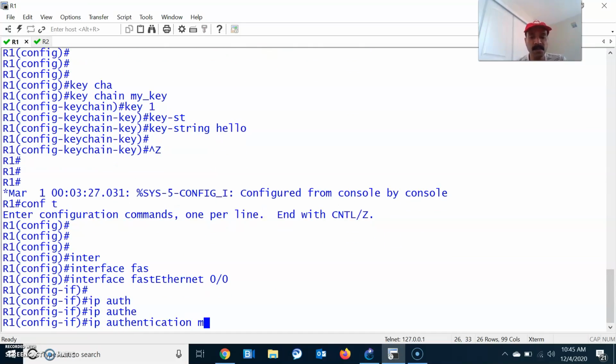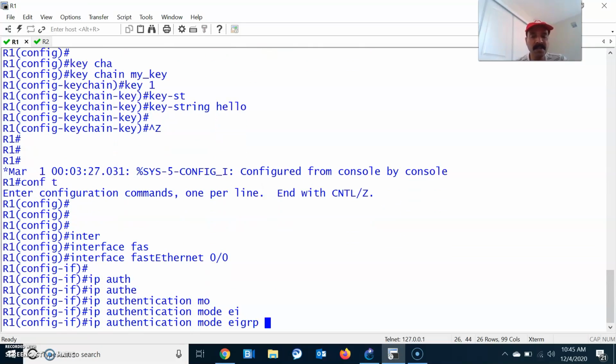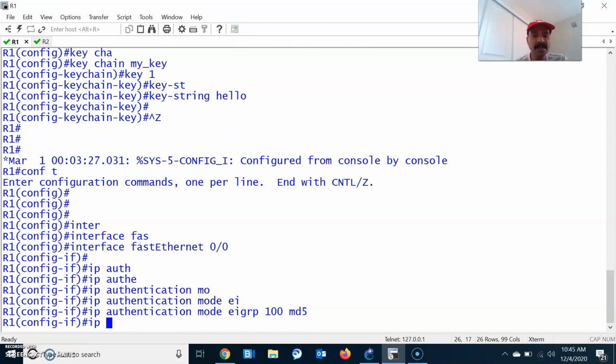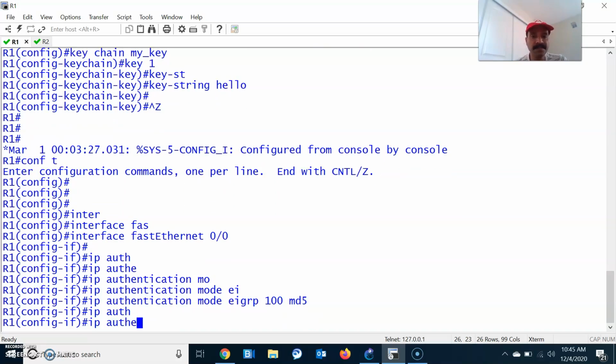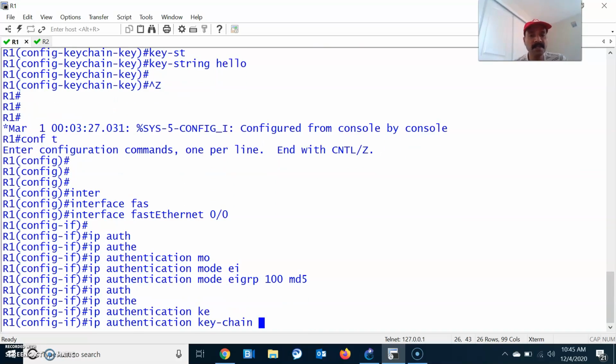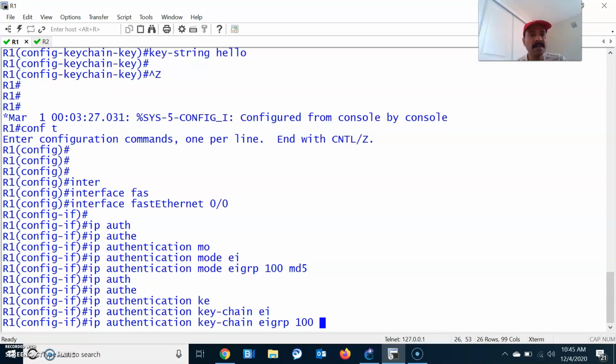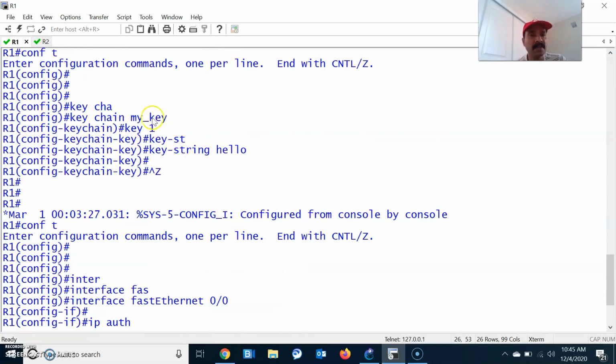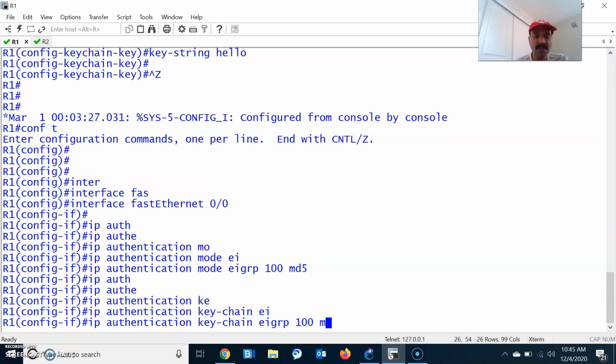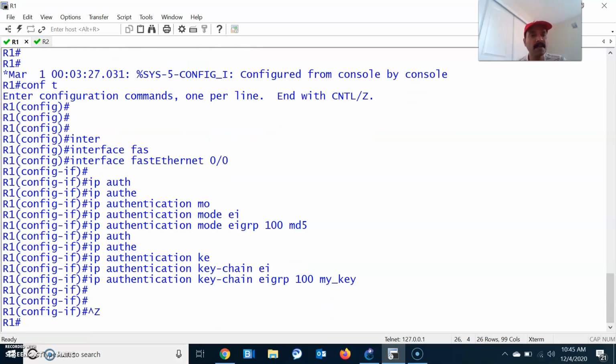IP authentication mode EIGRP 100, the autonomous system number, followed by the MD5 algorithm. Similarly, IP authentication key-chain EIGRP 100 and the keychain is my key, right? So this is my key, we have to define my key. The same way I have to define on R2 also my key, right? I already defined it.